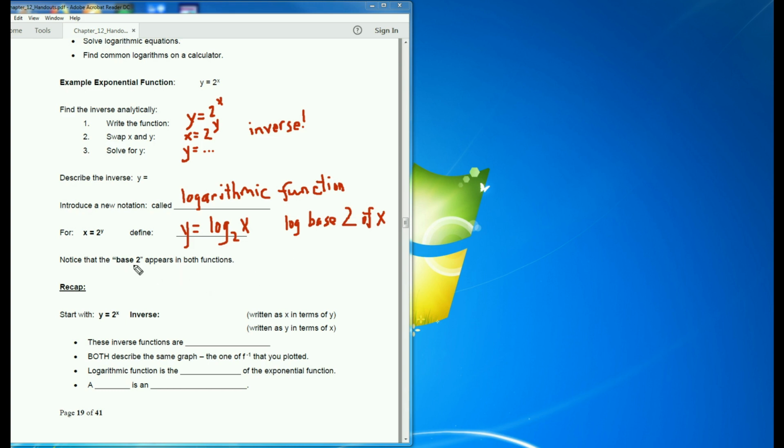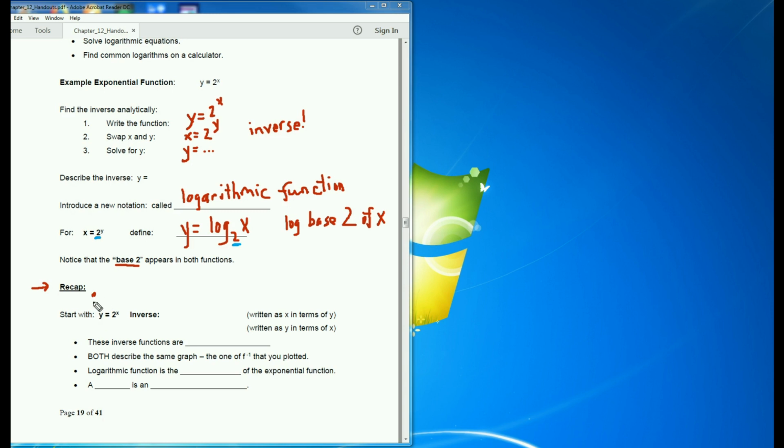And just a comment that the base 2 here appears in both functions. In the exponential function, the exponent has a base of 2. And in the logarithmic function, the logarithm has a base of 2. All right, now, I know we literally just did this, but let's do a recap already, just to make sure we know what's going on.